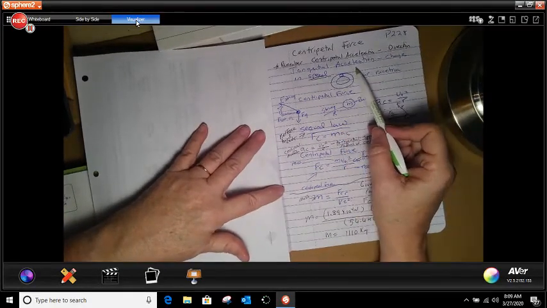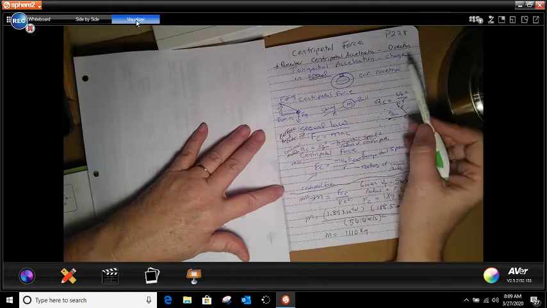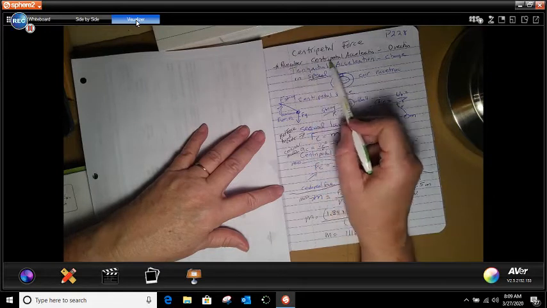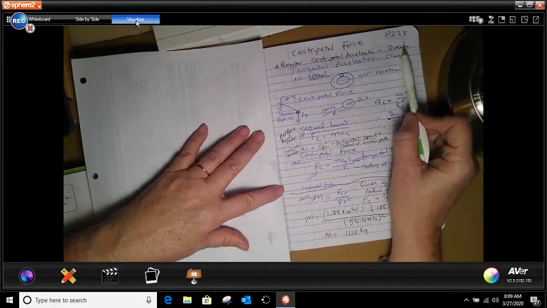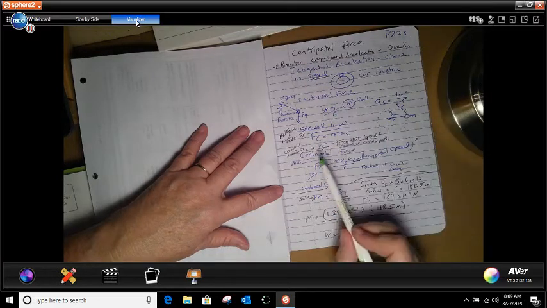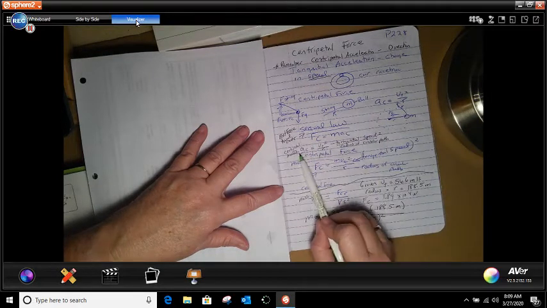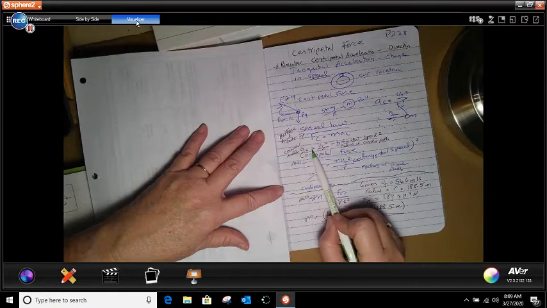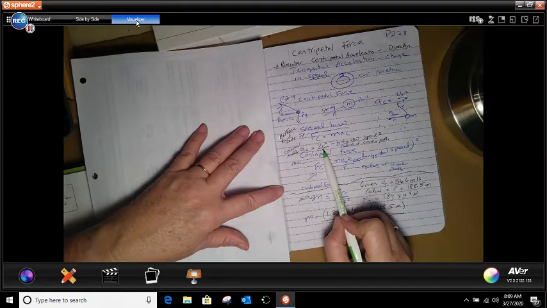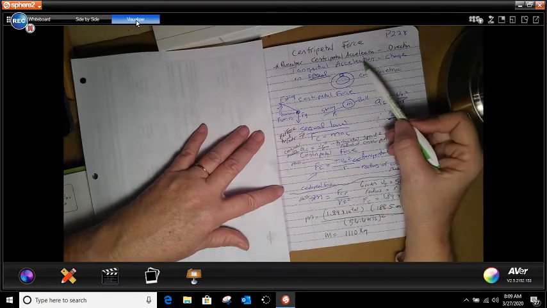When we're talking about tangible acceleration, that has to do with the change in speed. Remember, we just got finished doing centrifugal acceleration, that was change in distance. When we were doing centrifugal acceleration, we were using this formula here: centrifugal acceleration equals tangent speed squared divided by the radius. But now what we're going to do is a tangible acceleration.